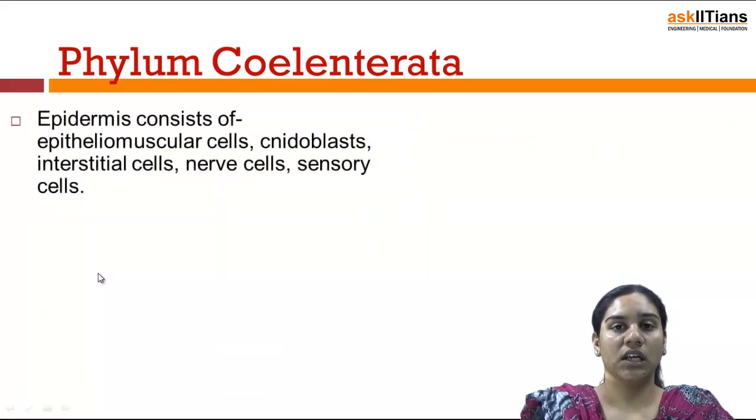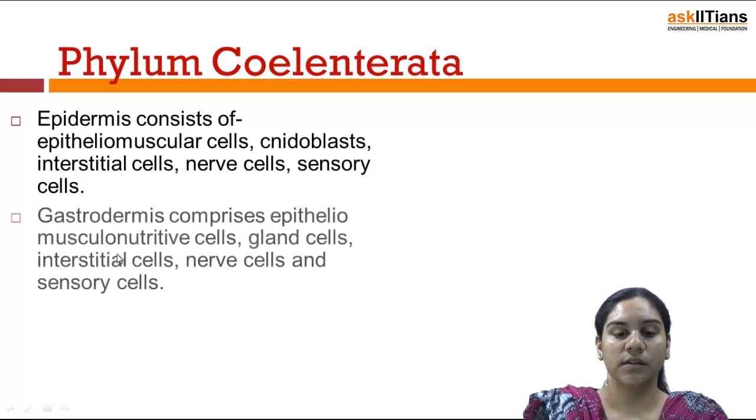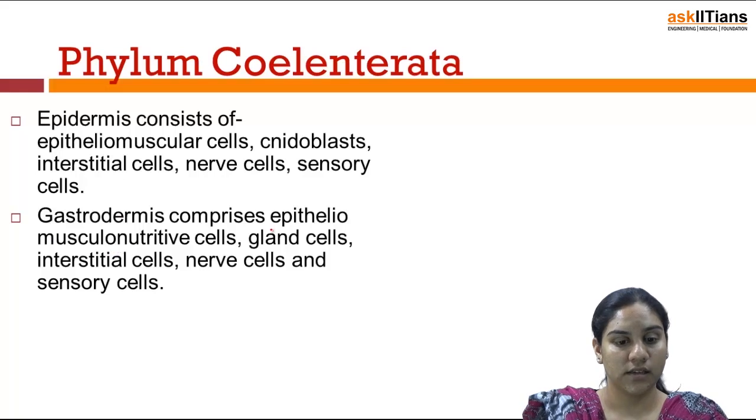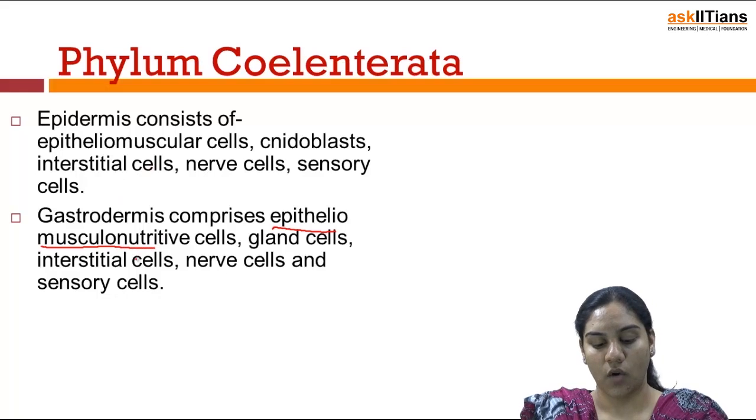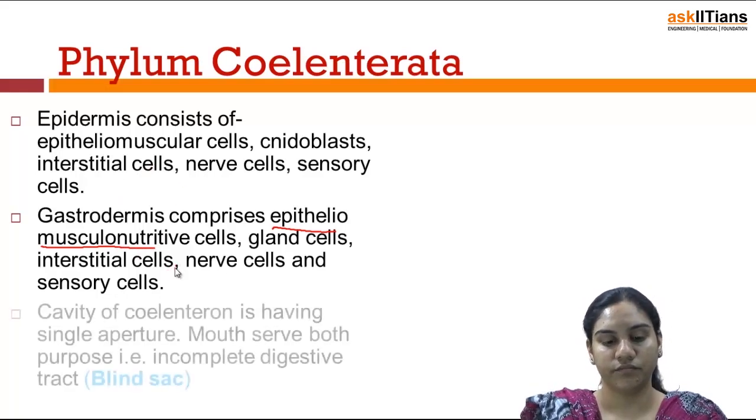About the outer and inner wall of these organisms: the outer wall is the epidermis and the inner wall is the gastrodermis. In the epidermis, cnidoblasts are present. Besides cnidoblasts, epitheliomuscular cells, nerve cells, sensory cells, and interstitial cells are also present. The gastrodermis comprises mainly epitheliomusculonutritive cells, gland cells, interstitial cells, and nerve cells and sensory cells are also present in this layer besides the epidermis.